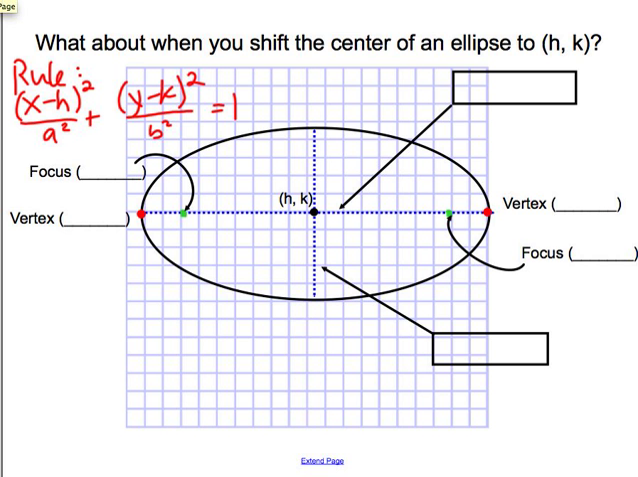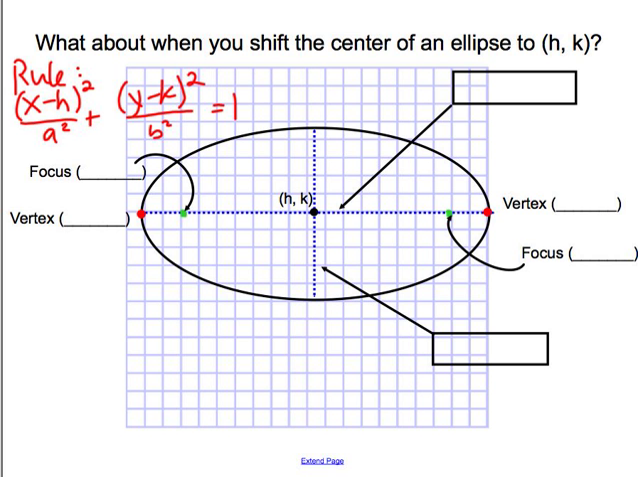So once again, h and k denote the center. When we shift it, we're going to look just at the center to see how much it's been shifted, and that's going to be our h and k values in our rule. In our case, a is going to denote the horizontal axis, and b will denote the vertical axis.